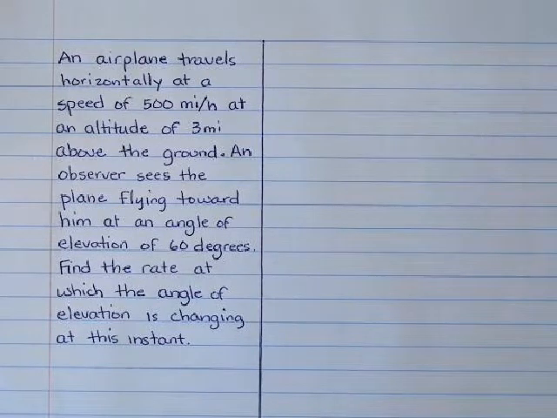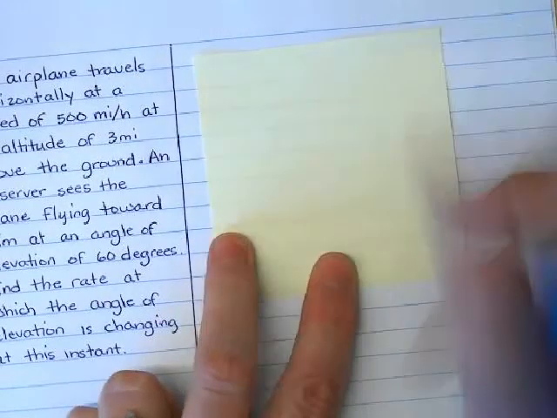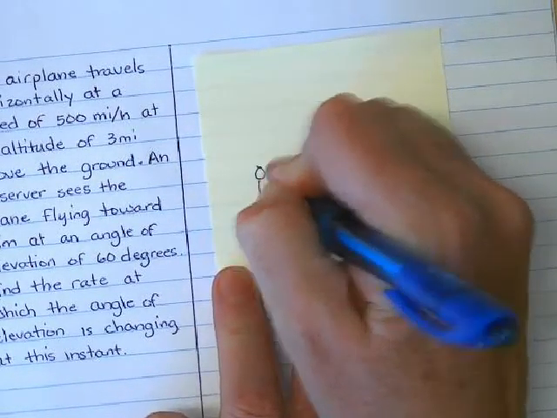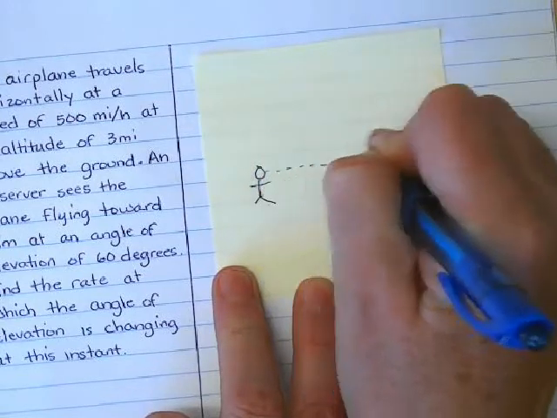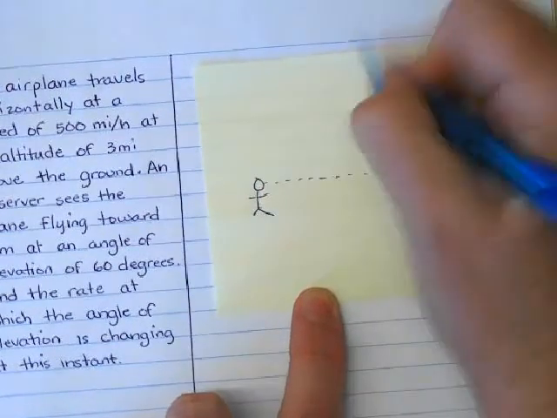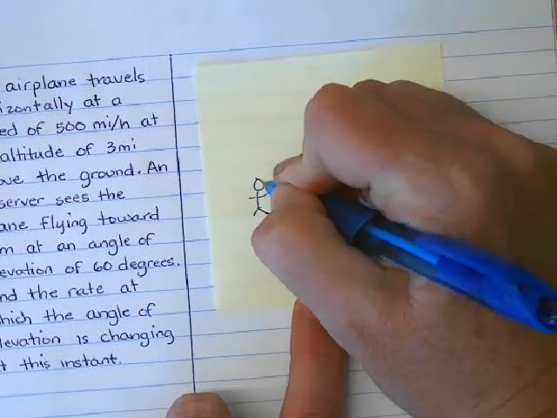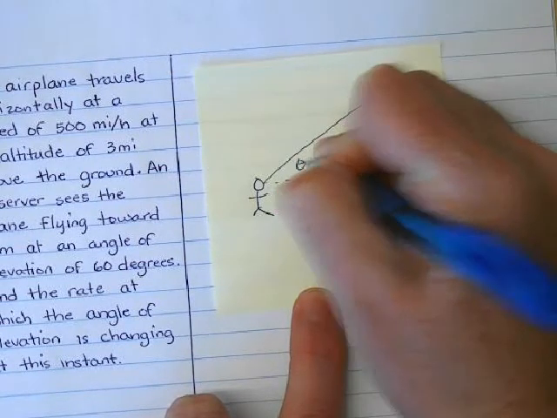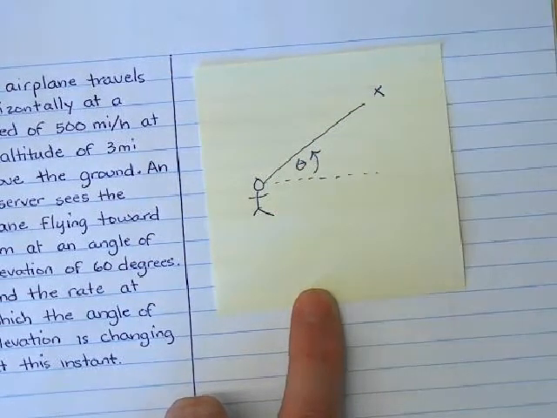We've got its altitude, that it's at 3 miles above the ground, and an observer sees the plane flying toward him at an angle of elevation of 60 degrees. Remember those angles of elevation and angles of depression? Let's say you're a person here, and that's your eyesight to the horizontal. If you're looking up at something right there, that is an angle of elevation.